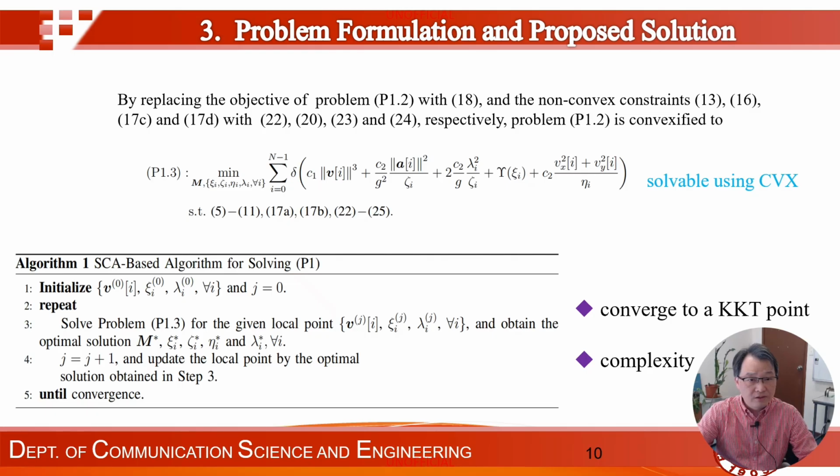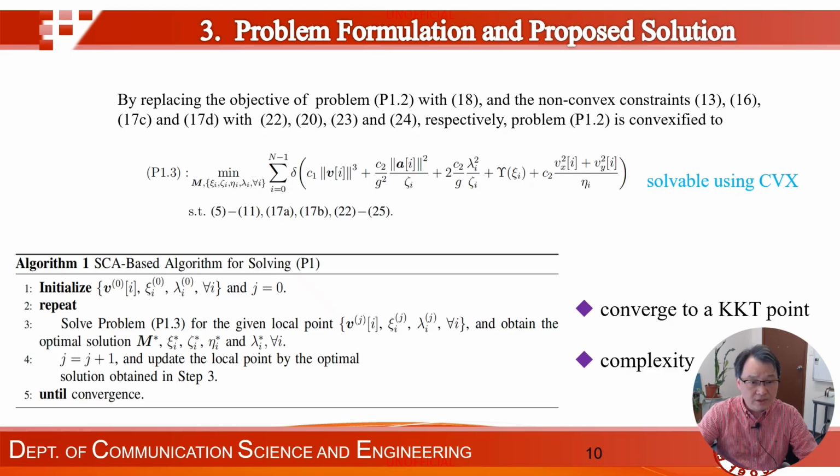After applying successive convex approximation, the original non-convex problem is now fully transformed into problem P1.3. The objective function from 18 replaces the original non-convex one. The difficult constraints are replaced with their convex versions, 22, 23, 24, and 25. Now the resulting problem is fully convex and can be efficiently solved using a standard solver like the CVX toolbox. At the bottom, we outline the SCA-based algorithm we designed to solve problem P1.